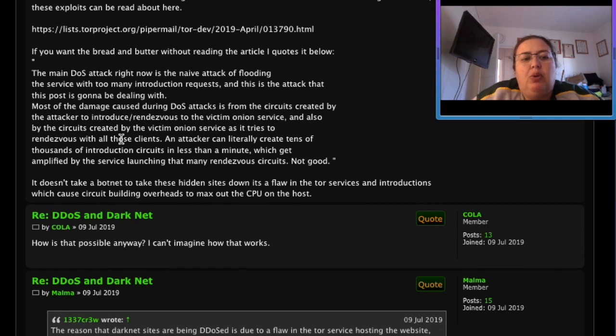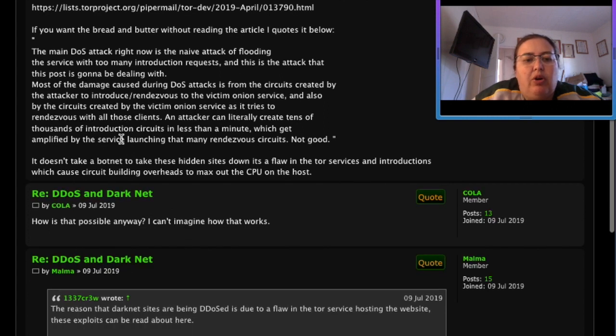The main DoS attack right now is the naive attack of flooding the service with too many introduction requests, and this is the attack that this post is going to be dealing with. Most of the damage caused during a DoS attack is from circuits created by the attacker to introduce rendezvous to the victim onion service, and also by the circuits created by the victim onion service as it tries to rendezvous with all these clients. I don't even know what that means.